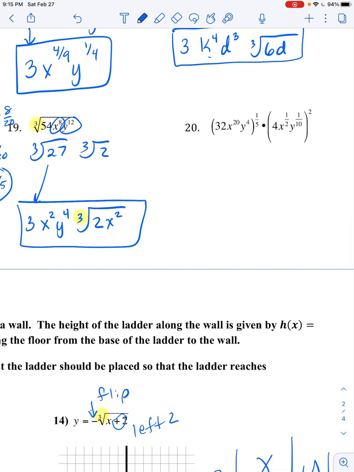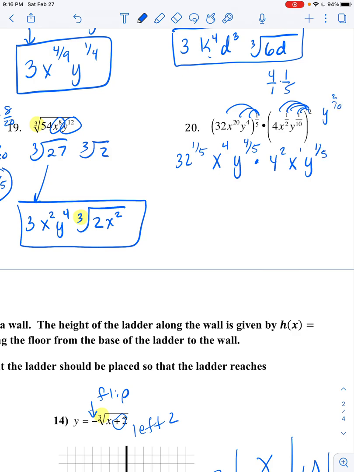And the grand finale, finally, going to be distributing that 1/5 power to everybody. 1/5 of 20 is 4. And here I get 4/5 because I'm taking 4 over 1 times 1 over 5. All right, how about in the second round? I'm going to have 4 to the second. X to the 2 times a half will just be the 1 power. And here, this will turn into y to the 2/10 power, which is the equivalent of 1/5.